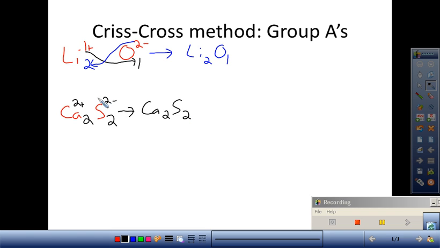And I just rewrite it without these floaty numbers, the superscripts. So I have Ca2S2. Now for ionic compounds, that's my ratio. They combine in a 2-to-2 ratio. Well, that's the same as 1-to-1, so I'm going to reduce that down. And there's my final formula. So again, I find the charge of each ion, I crisscross them, and if I can, I reduce it down.